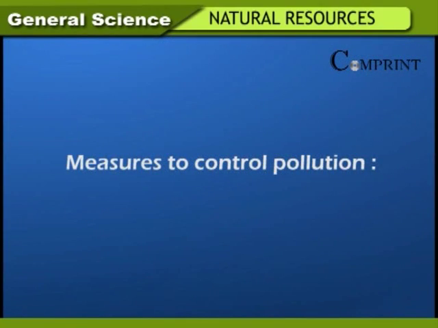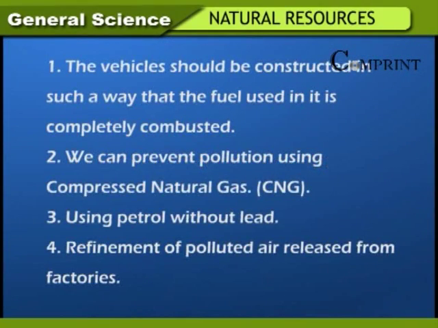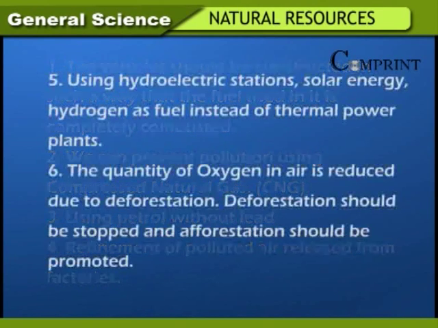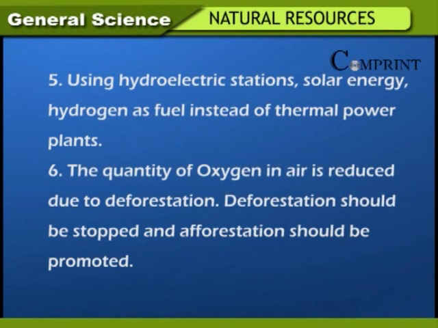Measures to control pollution. The vehicles should be constructed in such a way that the fuel used in them is completely combusted. We can prevent pollution using compressed natural gas, using petrol without lead, refinement of polluted air released from factories, using hydroelectric stations, solar energy, wind energy, and hydrogen as fuel instead of thermal power plants.